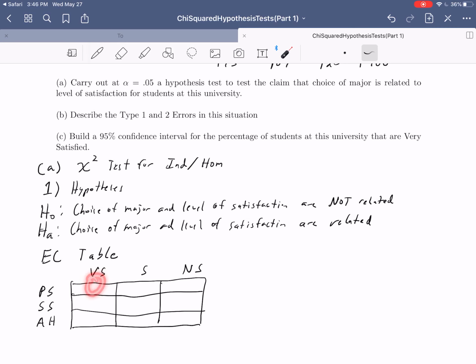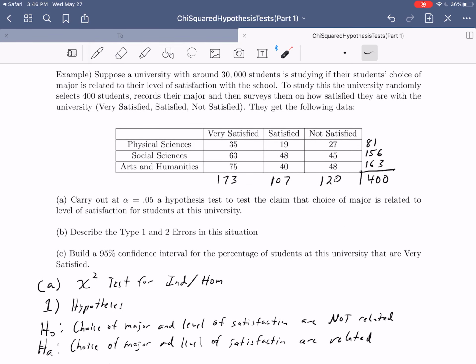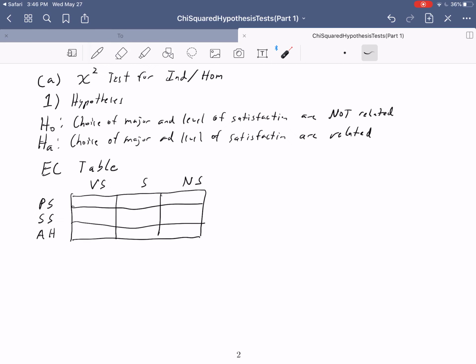So for this first position here, what we're going to do is take the row total, which would be 81, times the column total, which would be 173, and then divide by 400. So we will be taking 81 times 173 divided by 400. And what you should get is about 35.0. And I will keep one decimal place.